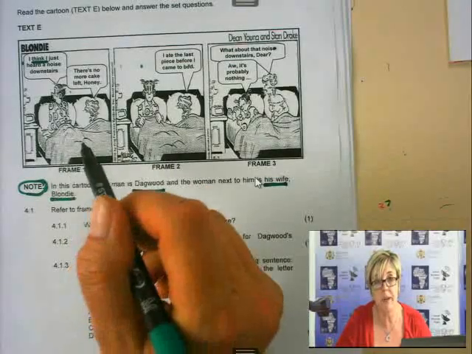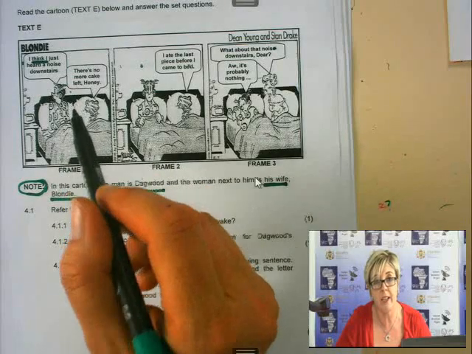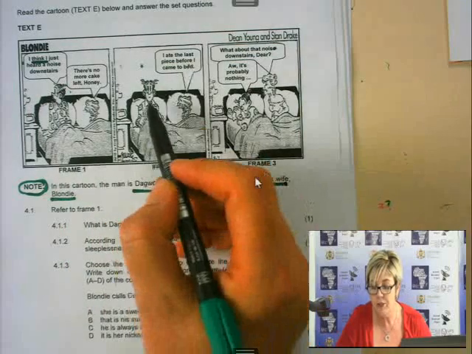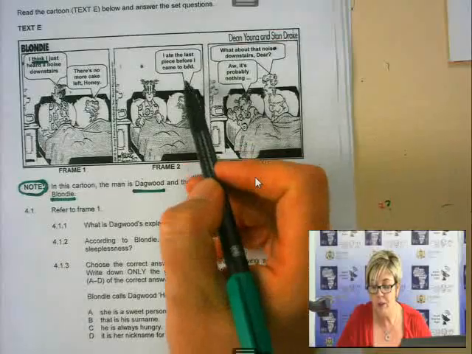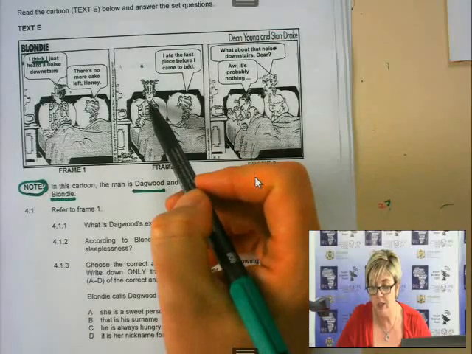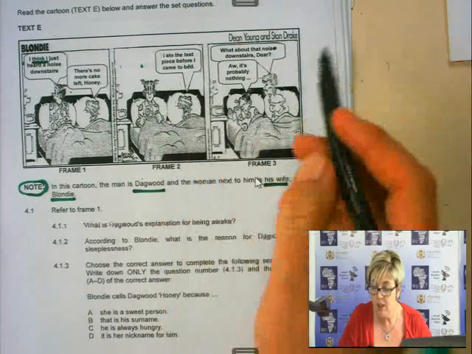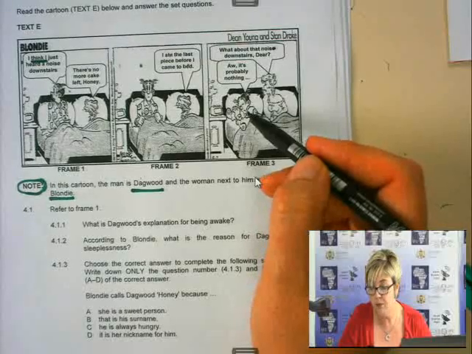But then she gives him the bad news. No more cake. She ate the last piece. Look at his face. Okay? She says, I ate the last piece before I came to bed. Look at how he reacts. And what does he do? He turns on his side and he falls asleep.